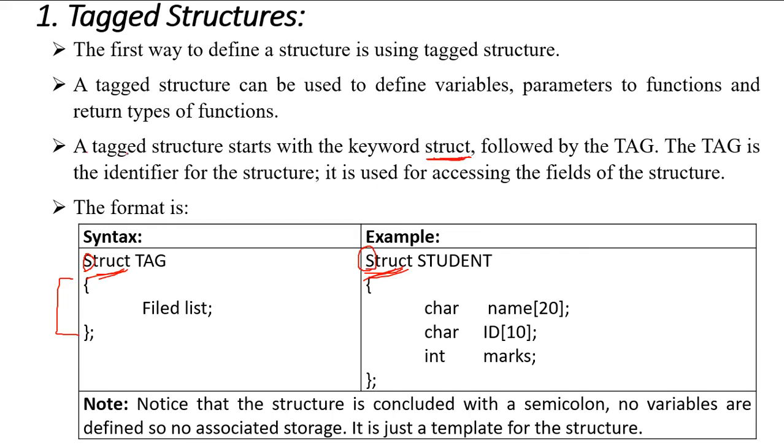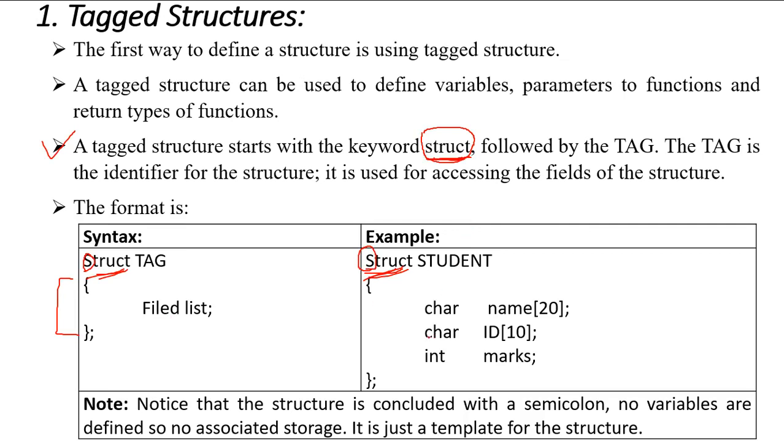So as you can see, just read this statement: a tagged structure starts with a keyword struct. Over here I have not used any capital letters. Why did I get capital letters over here? Because of this auto capitalization feature. So here also you have to use all small letters only. Struct, all small letters, followed by the tag of the structure, and all the fields you have to put between these curly brackets.